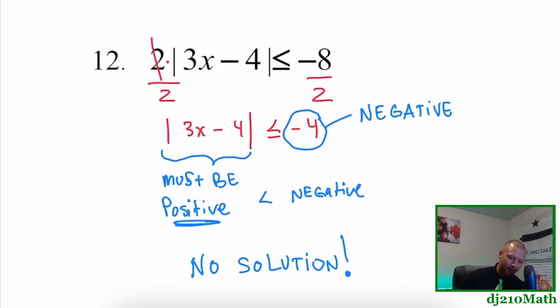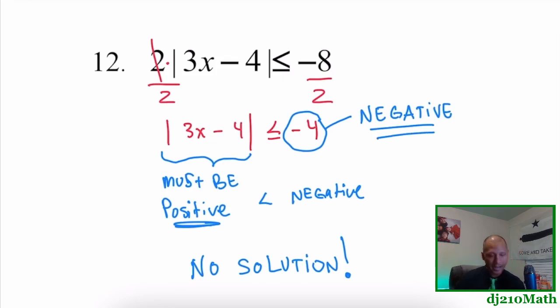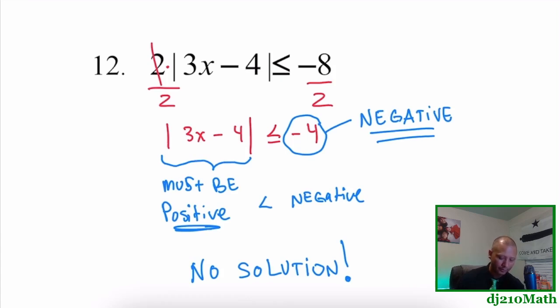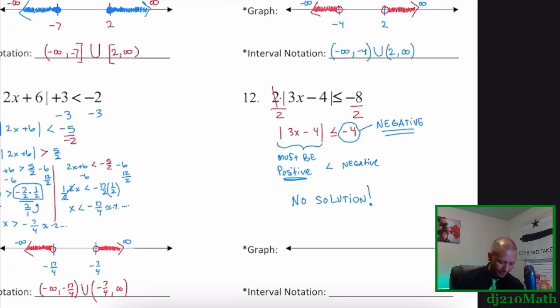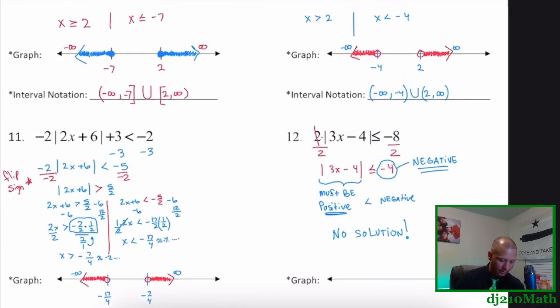So you have to be aware when absolute value inequalities are compared to a negative number. It's got to be a red flag. Otherwise, you're going to miss it. You're going to keep pushing, and then it's going to come out wrong, and you're going to think that you're right. Okay, so I think that does it.